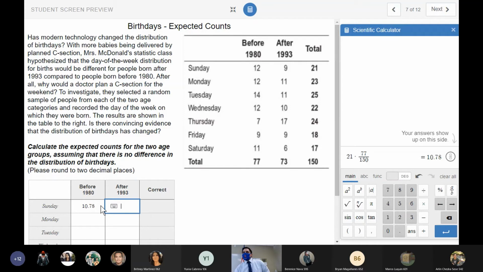And you can do a similar type of calculation for the next one, which would be 21 times 73 divided by 150. Everything on this table will be divided by 150, because that is the table total. If you get the two values for a row correct, it will show you that it is correct. Otherwise, it's incorrect. Please round to 2 decimal places. Just going to make it so you can actually see your answer and everything. All right. Take a few minutes, fill out this table, and we will talk about it shortly.